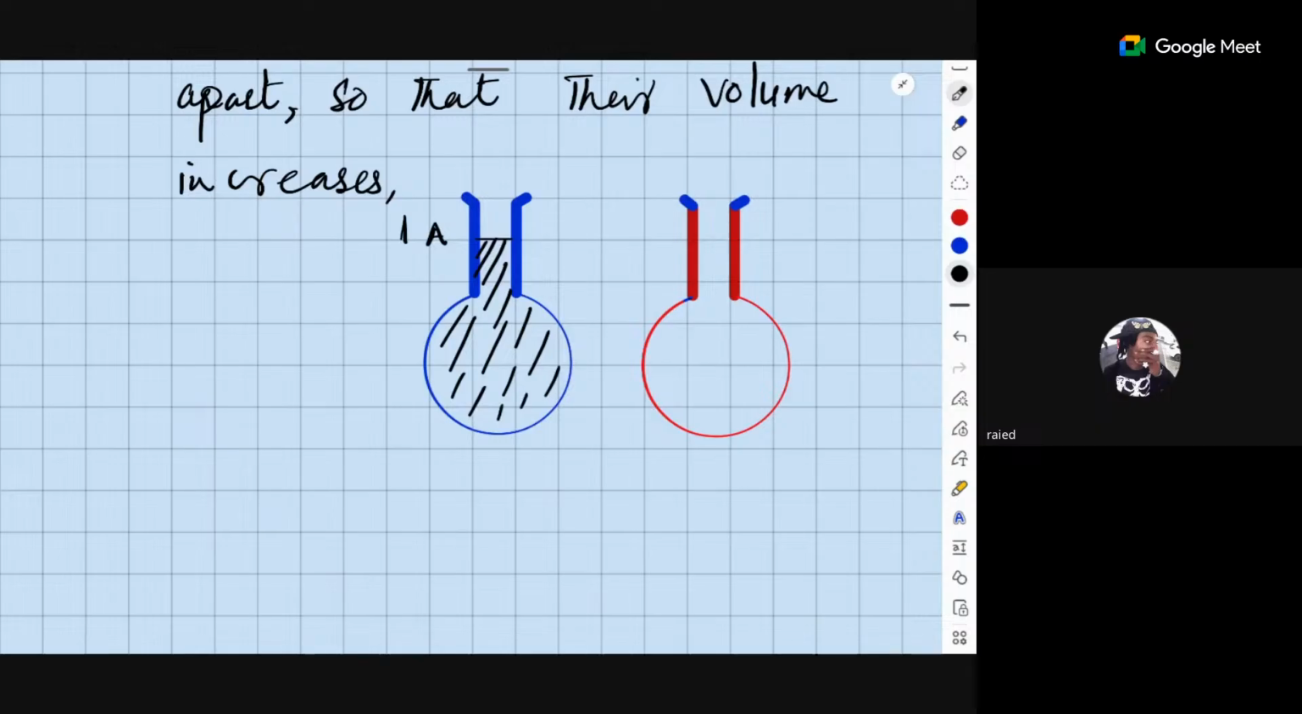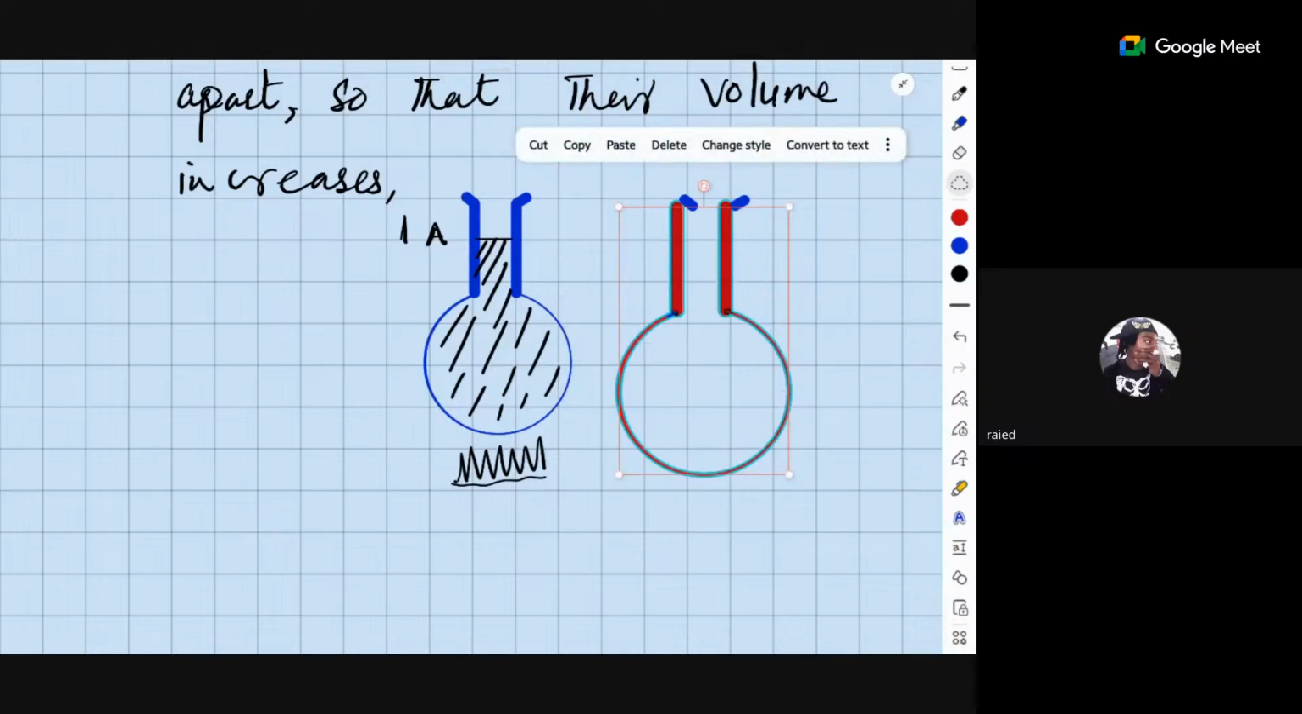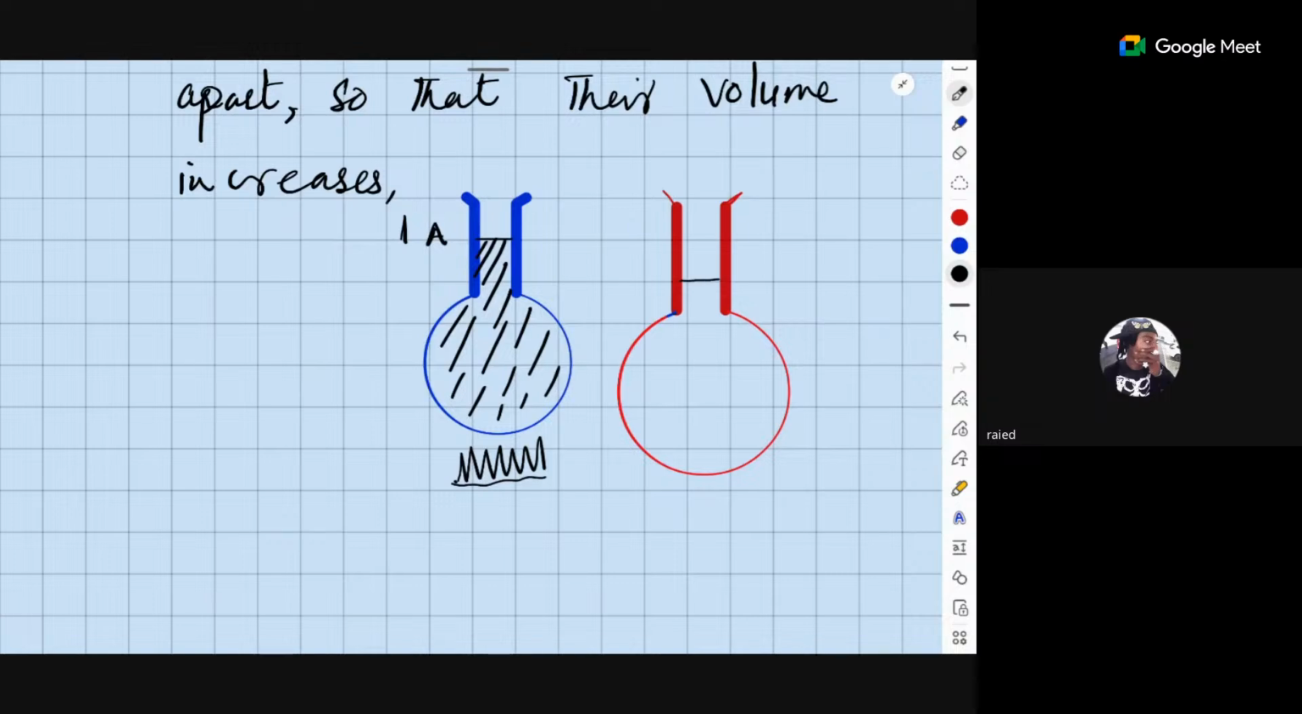So when this flask is being heated from a burner heating source, what happens? It expands, right? The flask expands. Now, what do you think will happen? The liquid volume does not change, so the level will come down here. Now this is the volume of the liquid, so this is position B. You got my point?